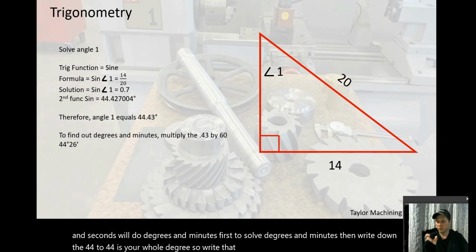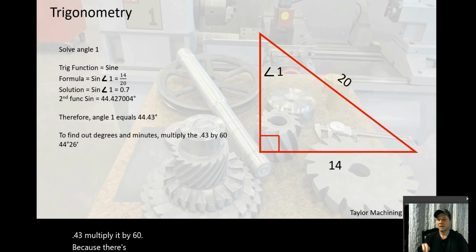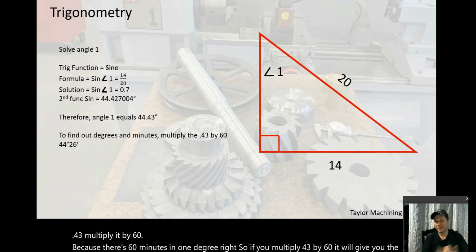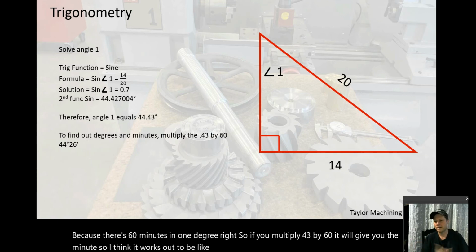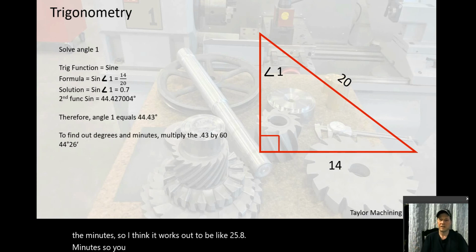And then just take the remainder, that 0.43, and multiply it by 60, because there's 60 minutes in 1 degree, right? If you multiply 0.43 by 60, it will give you the minutes. So I think it works out to be like 25.8 minutes. So you would round that up to 26.